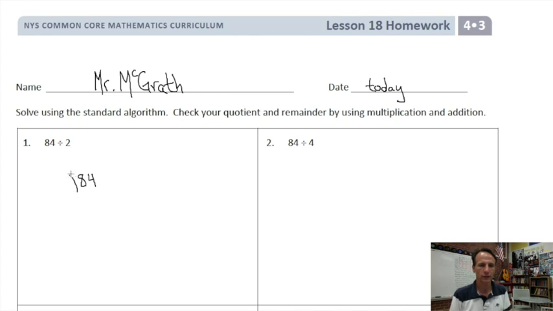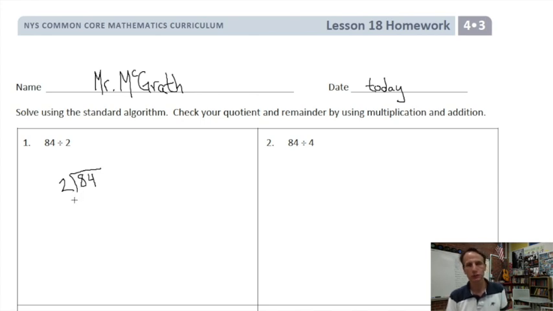84. And dividing it by 2, that's our divisor, and our quotient will be the answer that goes up top, along with the remainder listed. And so there are many ways to talk about division. The way I prefer to use is to ask the question, how many 2's in 8 is a starting point?